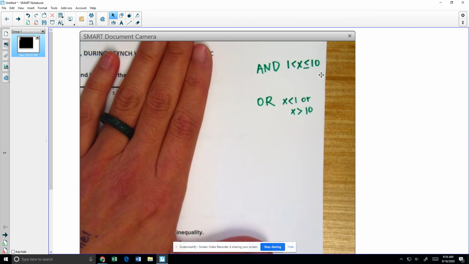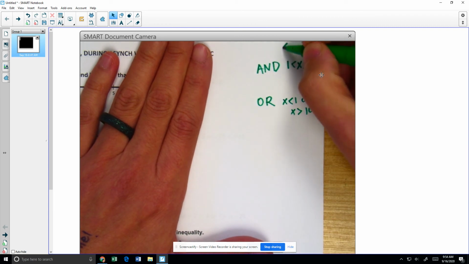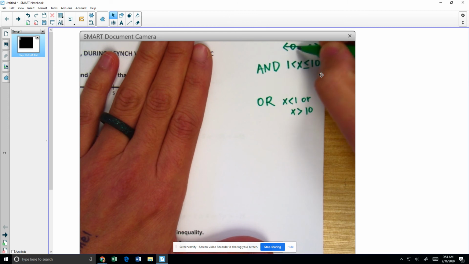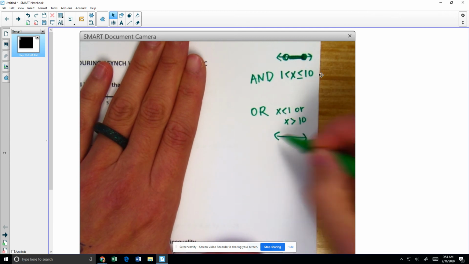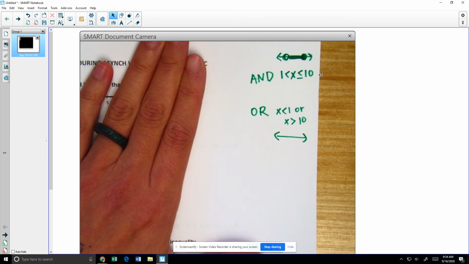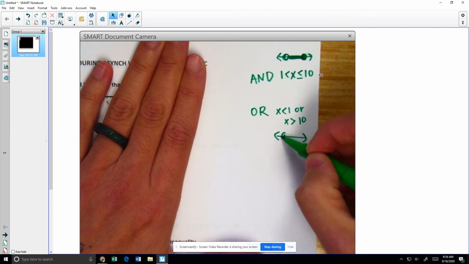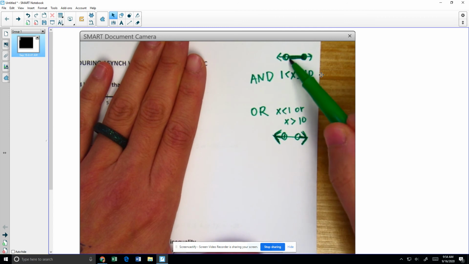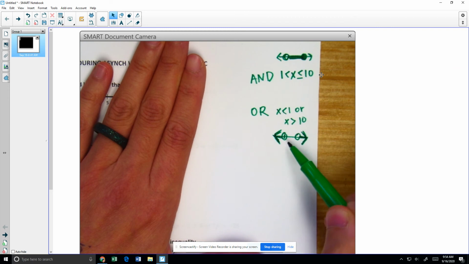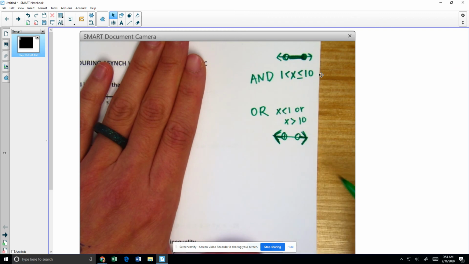Now, the way that I know that something is an and statement is when I graph it, there's always the line in between. It always looks like one connected line, okay? Whereas or always looks like they're going off in two separate directions. Because if x has to be less than 1, doesn't it go in this direction? But if x also has to be greater than 10, doesn't it go in this direction? So do you see how ands combine with each other into one picture, but ors are always going to go off in different directions.